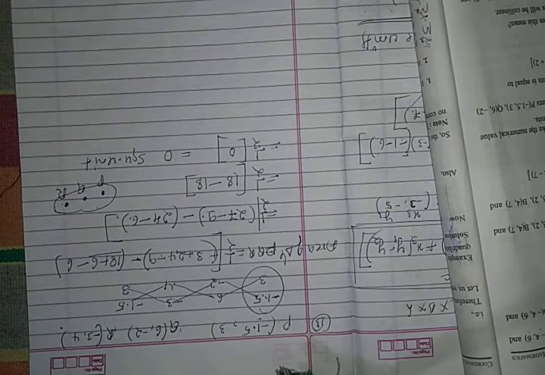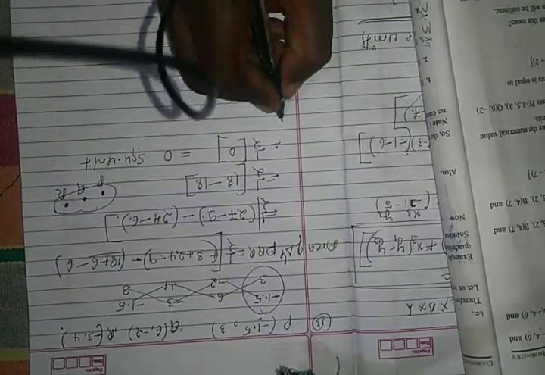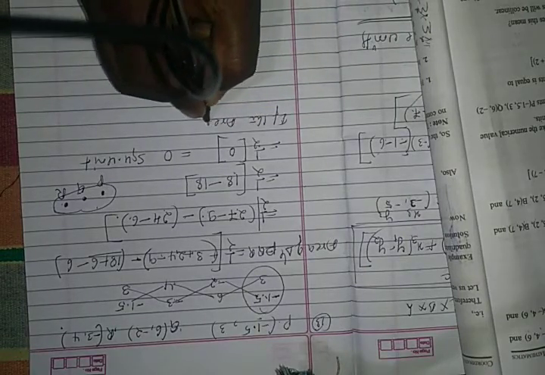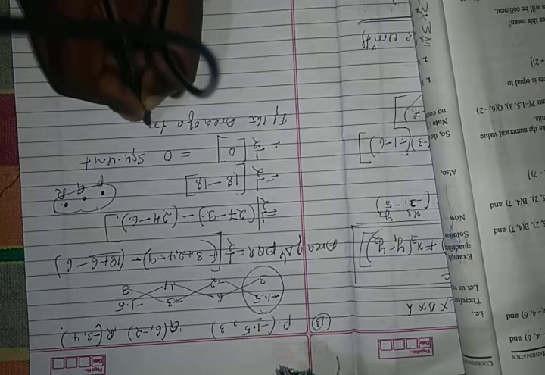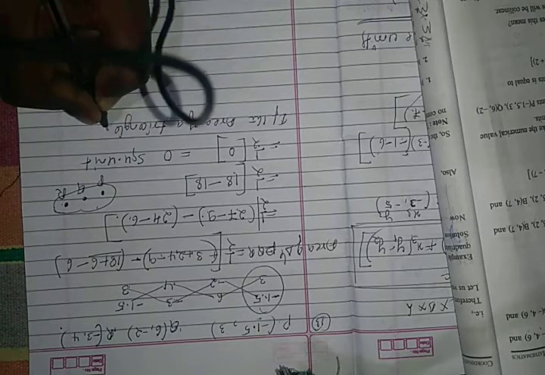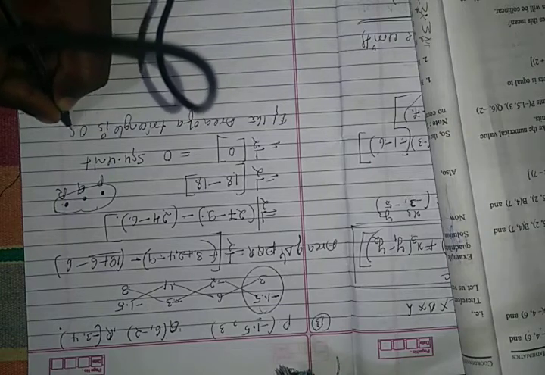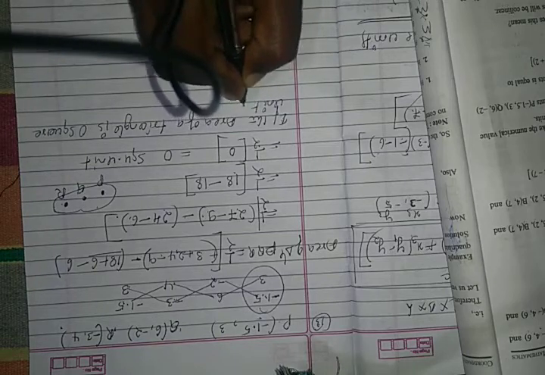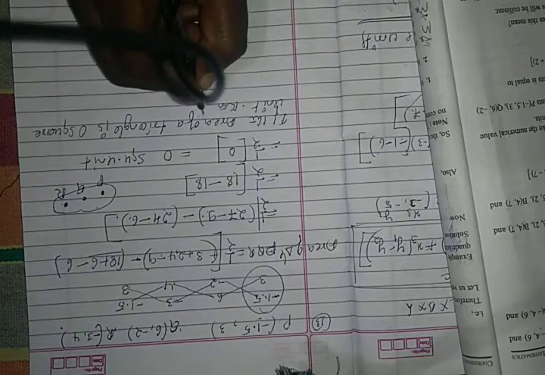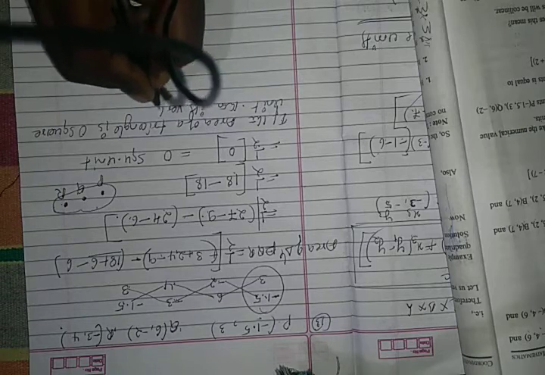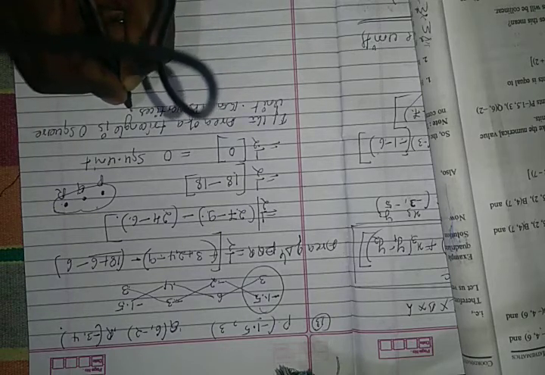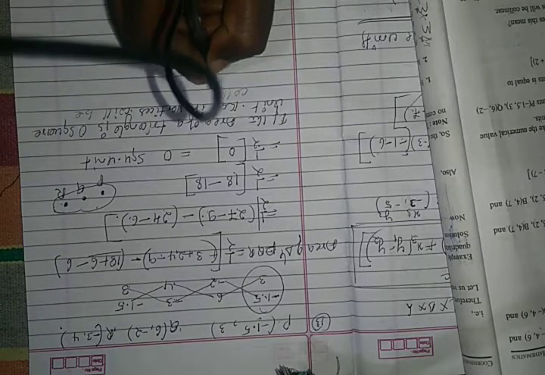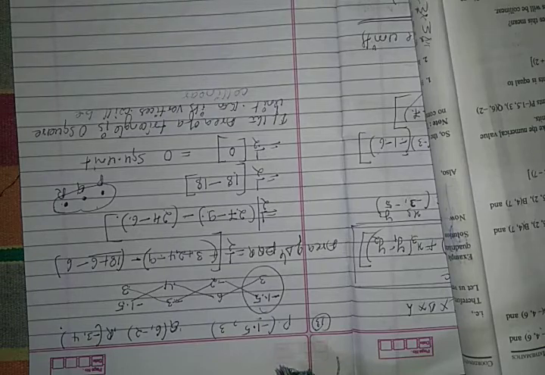So let us write. It means, if the area of a triangle is 0 square unit, then its vertices will be collinear. Very important, will be collinear.